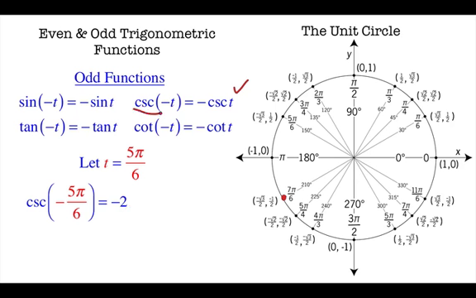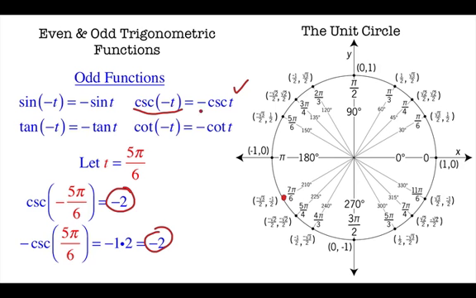Now let's look at the right side. This is negative cosecant of 5 pi over 6. Here's cosecant, the reciprocal of 1/2, which is 2, but we're multiplying this by negative 1, which is right here, and that's how we end up with negative 2. These two values are the same. This is basically what it means to be an odd function. Moving on to the next. You can do the same thing for the other ones, and you end up with this equality.